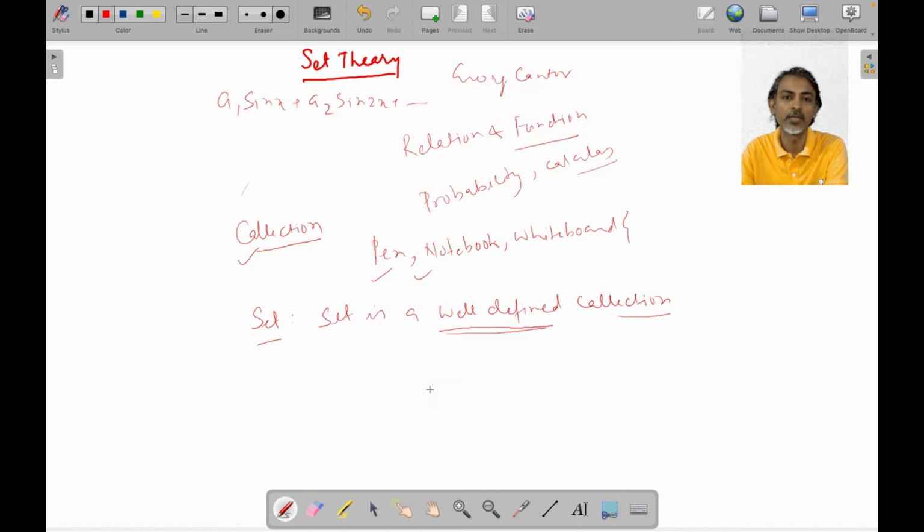What it means is that if I am talking about some collection and someone else is talking about that collection, it will not depend on the other person's or my perception, but rather it will depend on the way it is defined. It's defined so well that either I or anyone else will arrive at the same conclusion about whatever the members or elements of the set are. So a well-defined collection is a set.